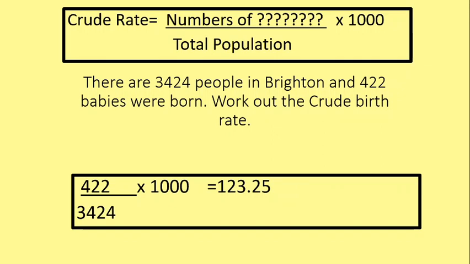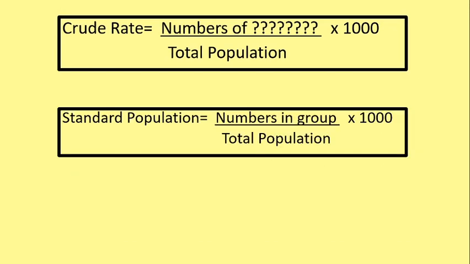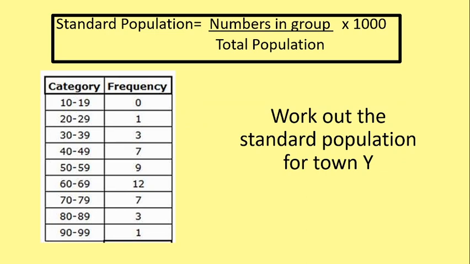Okay. Now it's even true if the population is less than 1,000. It's just so we can standardise the scores and compare them from town to town. Right. The second one we need to know is standard population equals the numbers in group over your total population times 1,000. If you look, these two formulas are almost identical. So let's do a question on this.